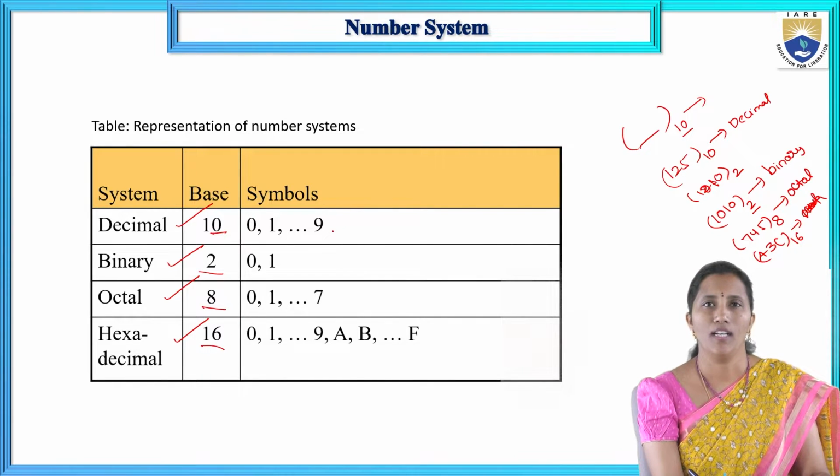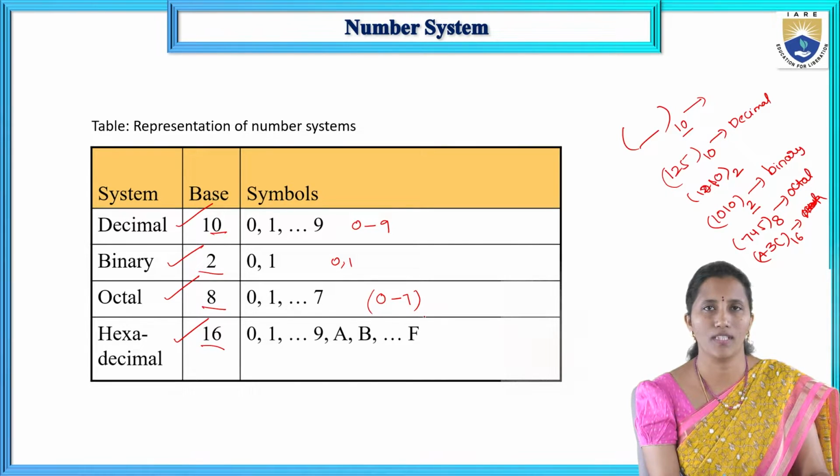In decimal, the digits will be from 0 to 9. In binary, the digit will be either 0 or 1. Only two digits we represent, either 0 or 1. In octal, the radix is 8, so the digits start from 0 to 7. The digits are represented from 0 to 7, a total of 8 digits.